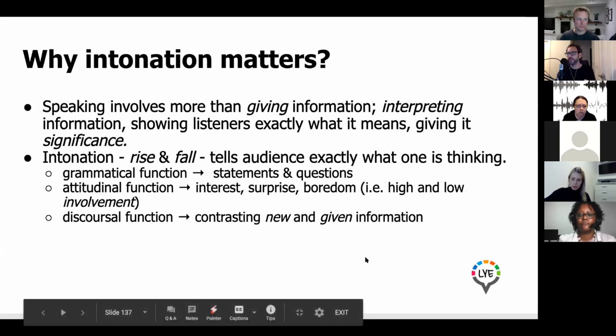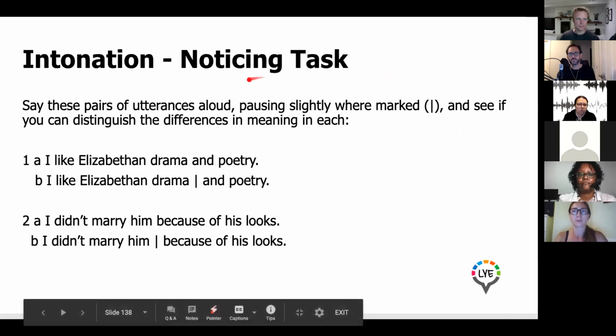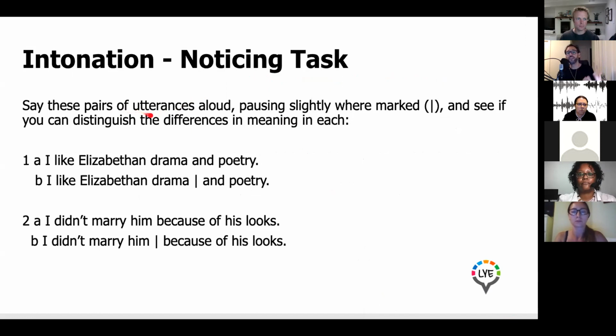So how can we make intonation more physical, more visible in the classroom? Here's one example, again a noticing task. I would ask students to say these pairs of sentences aloud, pausing slightly where the mark is, and see if they can understand the differences in meaning between each. So we'll look at number 2 here. I didn't marry him because of his looks. I didn't marry him because of his looks. So how does the meaning here change?